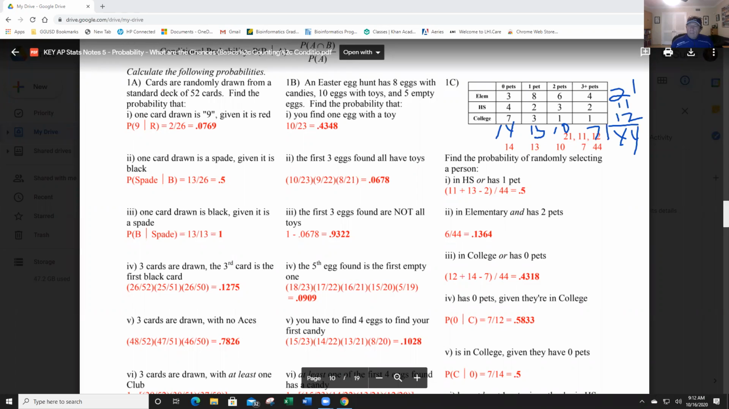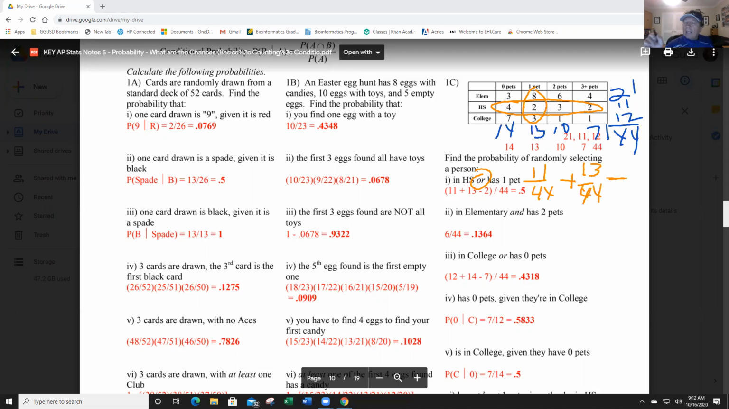Find the probability of randomly selecting a person in high school or has a pet. Awesome. In high school or has a pet. All right, remember these OR problems. OR means to add. Okay? OR means to add. I'm going to go ahead and do this. In high school. In high school is right here. So that's 11 of the 44. Or has 1 pet. 1 pet's right here. That is 13 of the 44.